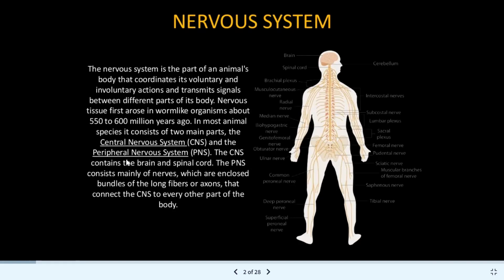That's why it is called the peripheral nervous system. The central nervous system contains the brain and spinal cord. The PNS consists mainly of the nerves, which are enclosed bundles of long fibers, or axons, that connect the CNS to every other part of the body. So it is the simple definition.